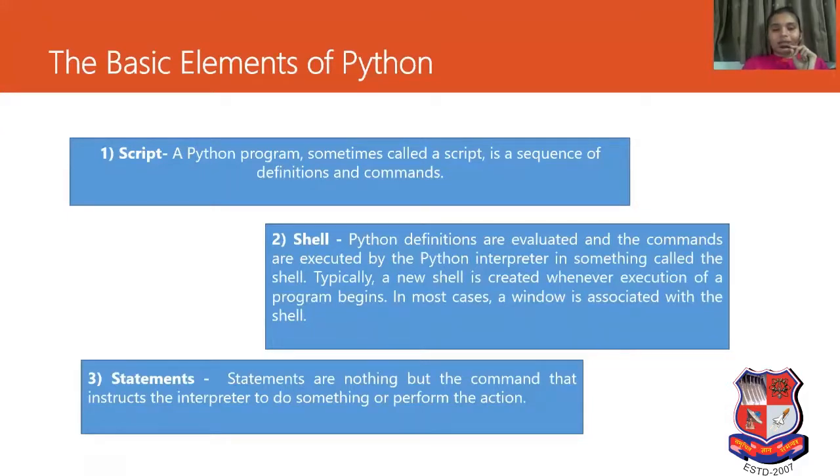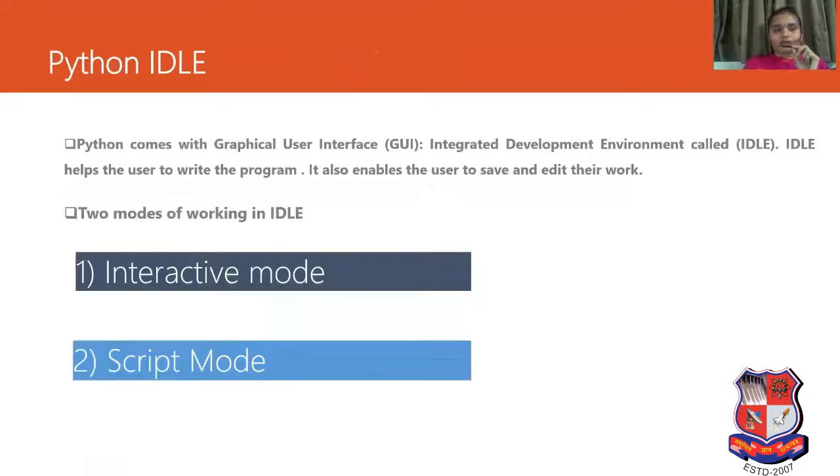Second is the shell. Python identifiers are evaluated and the commands are executed by the Python interpreter in something called the shell. Typically, a new shell is created whenever execution of the program begins. So in most cases, a window is associated with the shell. The third element of Python is the statement. Statements are nothing but commands that instruct the interpreter to do something or perform actions.